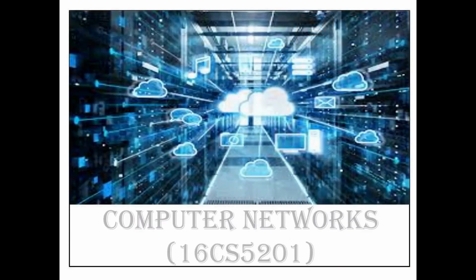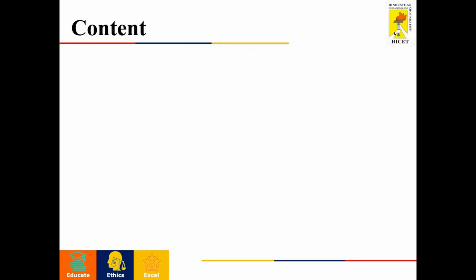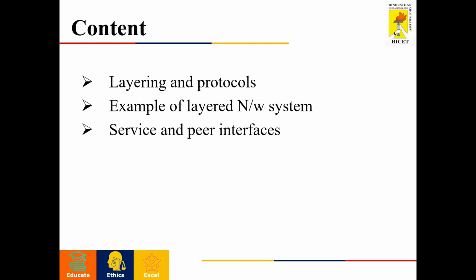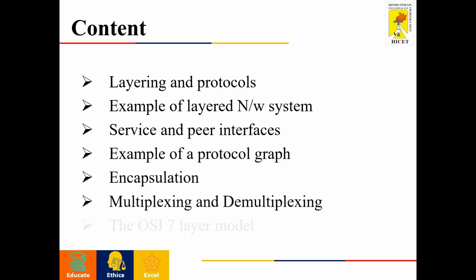In this video, we're going to see the topics related to computer networks. So we'll be concentrating on layering and protocols, examples of layered network systems, service and peer interfaces, examples of a protocol graph, encapsulation, multiplexing and demultiplexing, and the OSI 7-layer model.